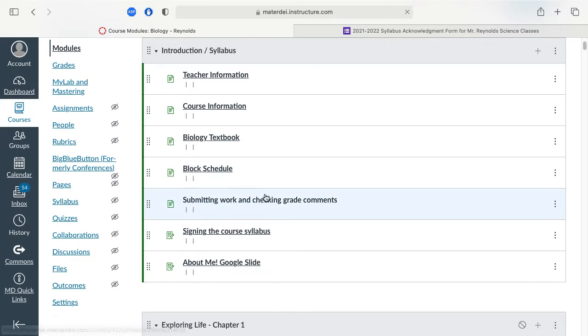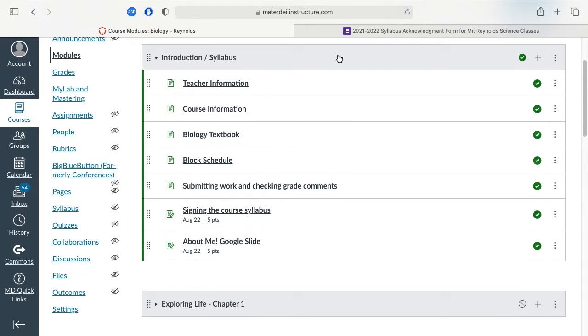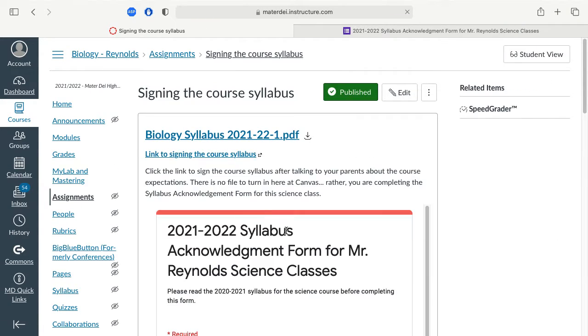So clicking into modules, we're in this unit of introduction. So we've gone over the teacher information, course information, talked about the biology textbook. We're on hold for that right now. And assigning the course syllabus, there it is. We'll talk a little bit more later about submitting work and checking grade comments. So you can take a look at that now if you'd like. The ones that have a pencil next to it, these are actual homework turn-ins. So if you clicked into the syllabus, you don't have to click on that. You only have to do it once. So there's assigning the course syllabus.